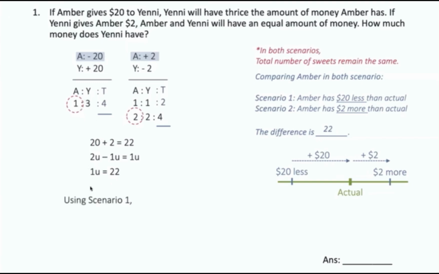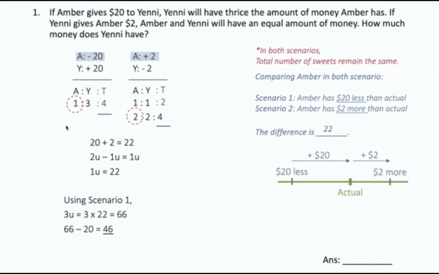So 3 units is equal to 3 times 22, 66. I need to remove $20 because in this scenario, we presume that Amber gave Yenny $20, which didn't happen because of the if. So the answer is 46.